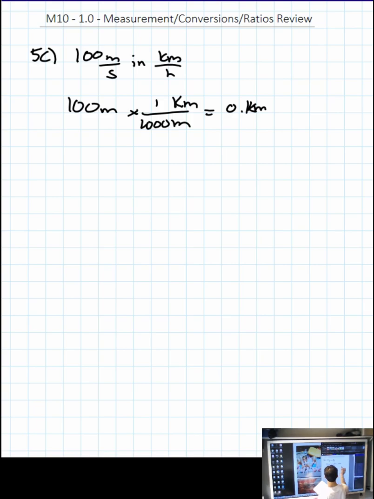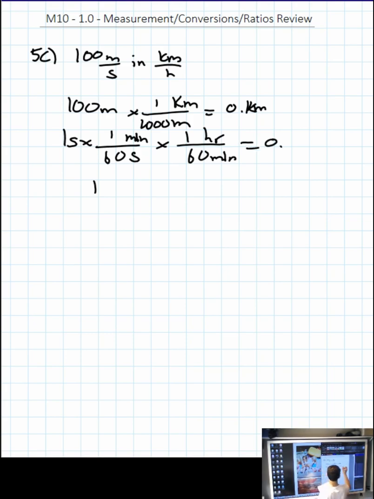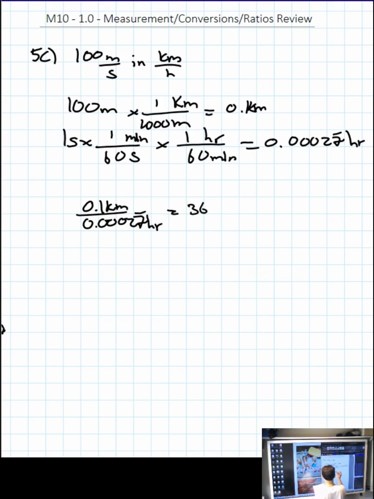We're then going to take 1 second and convert it into hours by multiplying it by 1 minute every 60 seconds, and then by multiplying it by 1 hour every 60 minutes. And 1 divided by 60 is simply 0.00027 repeating, and we can call that hours, HR. Now we can simply take the kilometer value we got and put it on top. So 0.1 kilometers over 0.00027 repeating hours, and we simply get 360 kilometers per hour. Circle our answer.